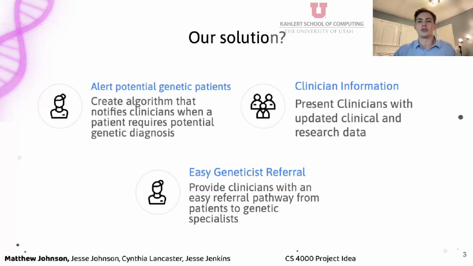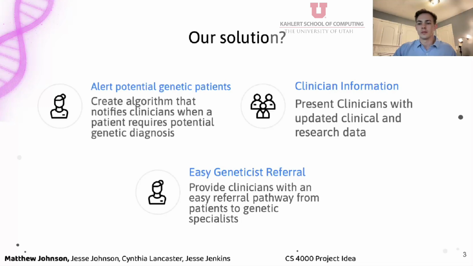And once we have alerted a doctor, we want to give them a page that they can go to look at as much information on that disease as possible and any relevant information from this patient's lab results or any data that they might have that could be relevant to this genetic disease. And we also want to give this doctor a really easy pathway to refer this patient to a genetic specialist. Because a lot of times, even though this doctor may have the information about this genetic disease, they're still not a specialist.